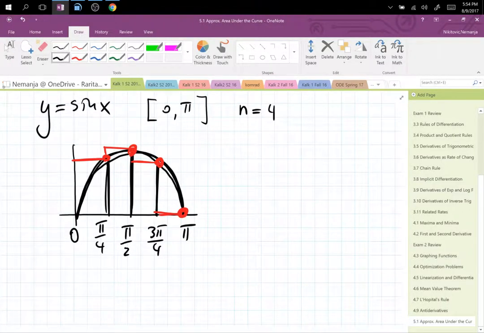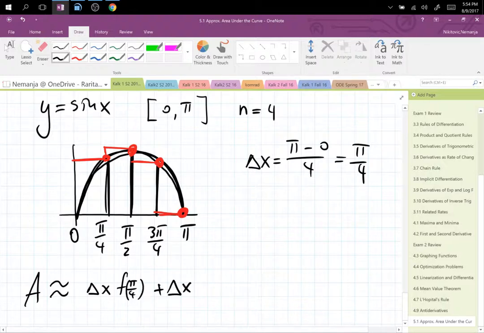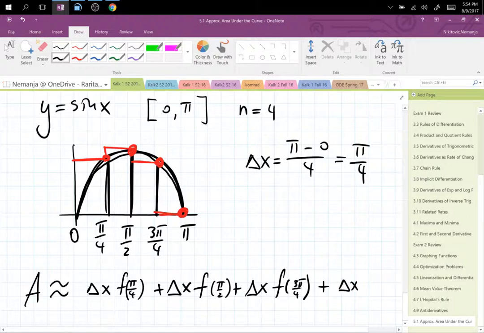All right, so what is the area approximated by? I have my delta x, which is pi minus 0 over 4, which is pi over 4. And we see that pi over 4, 2 pi over 4 is pi over 2, 3 pi over 4, and 4 pi over 4 is pi. So, delta x times f computed at pi over 4, plus delta x times f computed at pi over 2, plus delta x times f computed at 3 pi over 4, and one more, plus delta x times f computed at pi.